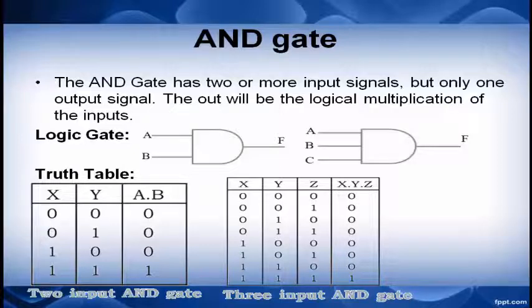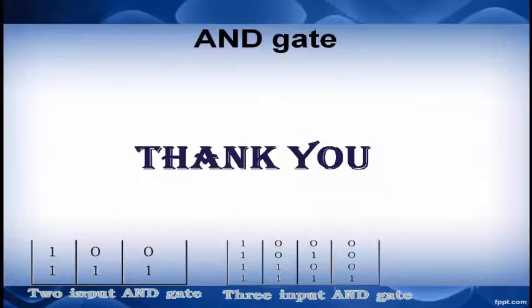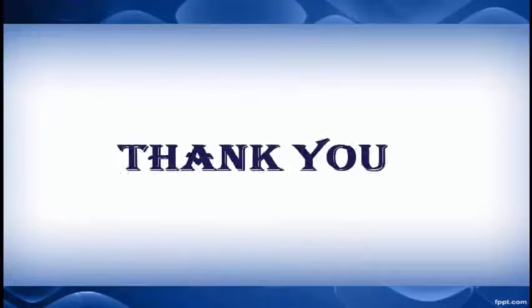Here another truth table is there, that is a 3 variable truth table, 3 input AND gate. In this truth table, there are 3 inputs x, y and z. When we pass the inputs as 1, 1, 1, the output is 1, otherwise the output is 0. This is the brief explanation of the basic gates.